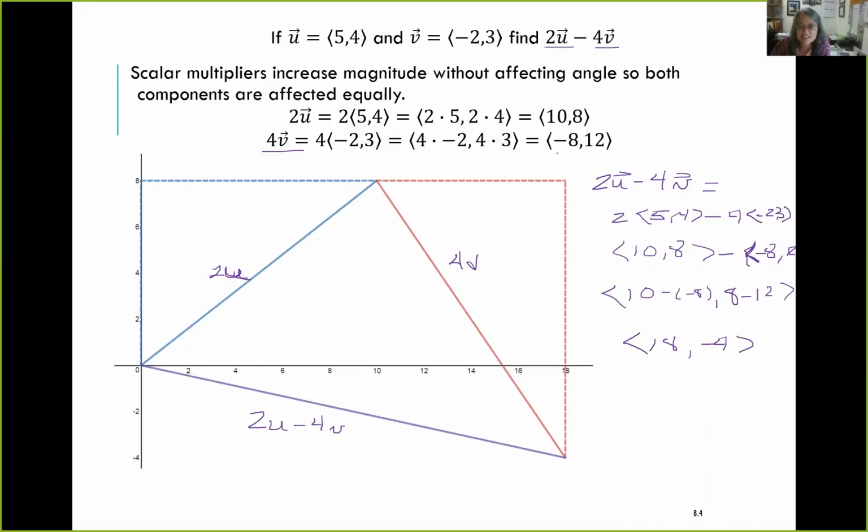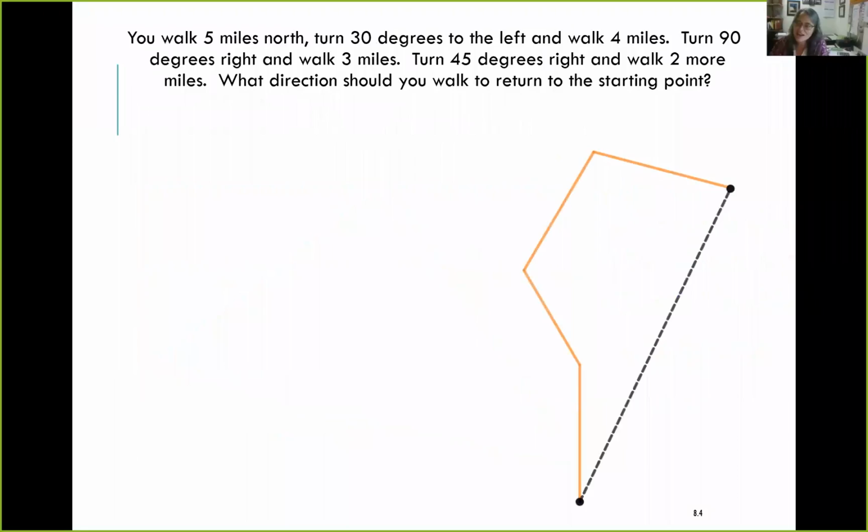So vectors are actually very handy critters. All right, this is a short video, so we're going to just do one last example. This one kind of illustrates the power of vectors. So maybe you're on a treasure hunt, maybe you're just out on a hike, whatever. You know that you walk 5 miles north, and then you turn left 30 degrees and walk for 4 miles. So we went 5 miles due north.